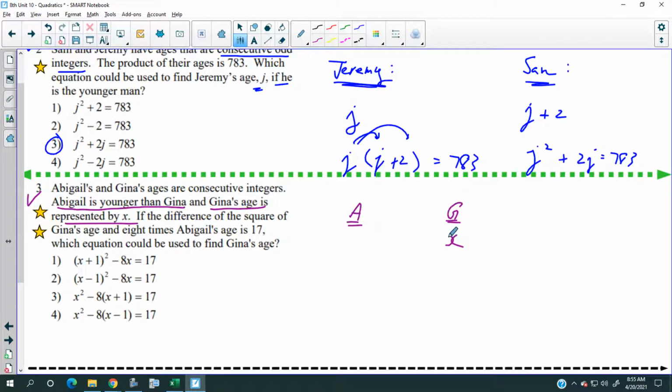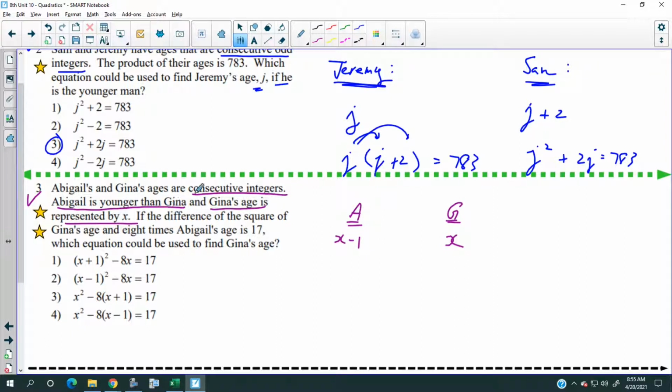So if Gina is x, now what does that make Abigail? If Gina is x years old, and they're consecutive integers, what would Abigail's age be? Using x again, right? Don't say y, in other words. Yeah, x minus 1, 1 year younger than Gina.